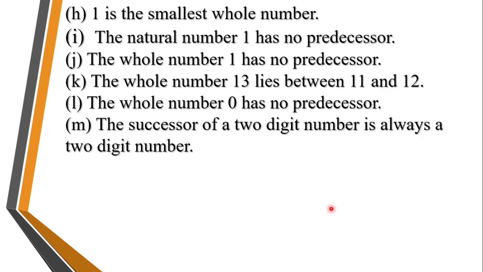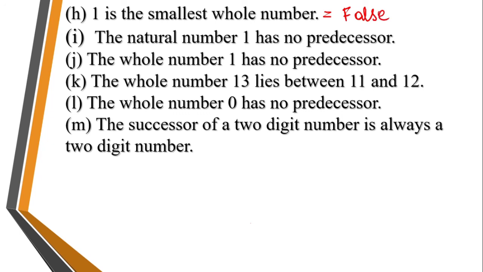Now, the next question we have, 1 is the smallest whole number. Now, we know that 0 is the smallest whole number, not 1. 1 is the smallest natural number, just because the natural numbers start from 1, right? And whole numbers start from 0. So 0 is the smallest whole number, right? And 1 is the smallest natural number and not the smallest whole number, right? So here they are saying 1 is the smallest whole number. So the statement is false. 1 is the smallest natural number.